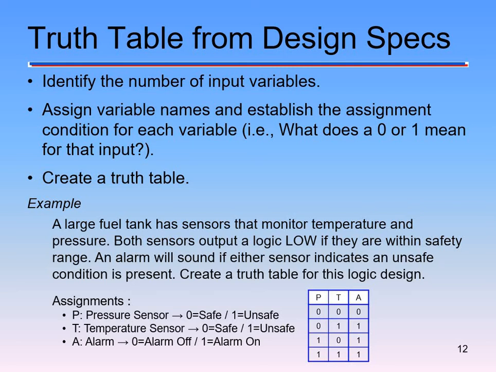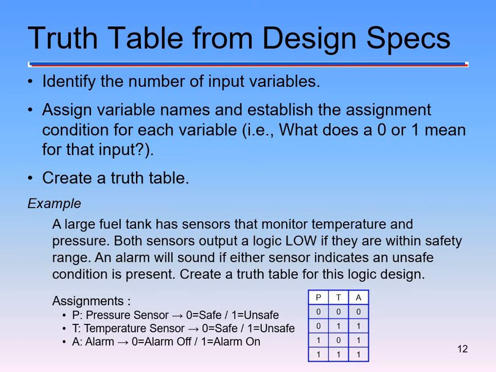We want an alarm to sound if either sensor indicates an unsafe condition is present, which means what? If we look at the pressure sensor, 0 means safe, 1 means unsafe. Temperature sensor, 0 is safe, 1 is unsafe. We want the alarm to happen when it's true, when one of those is true. So for the alarm, 1 would mean the alarm is on, 0 would mean the alarm is off. So we have to create a truth table here.